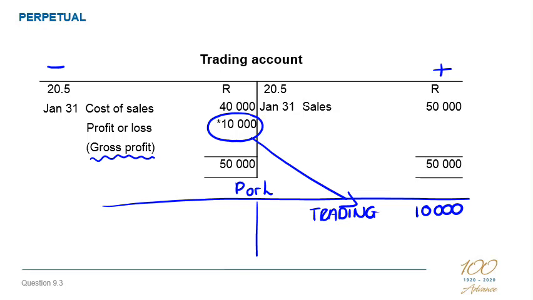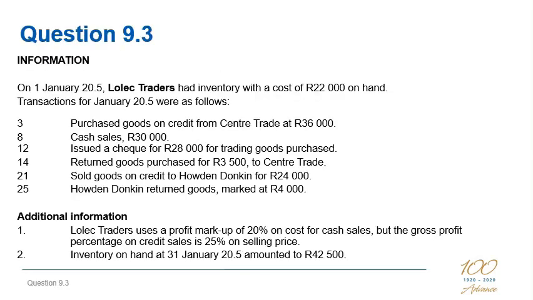That is the perpetual inventory system. If we use the same information, opening inventory provided at the start, plus or minus all these transactions, they give me profit margins and they give me the closing inventory again. But now we're going to apply the periodic inventory system.